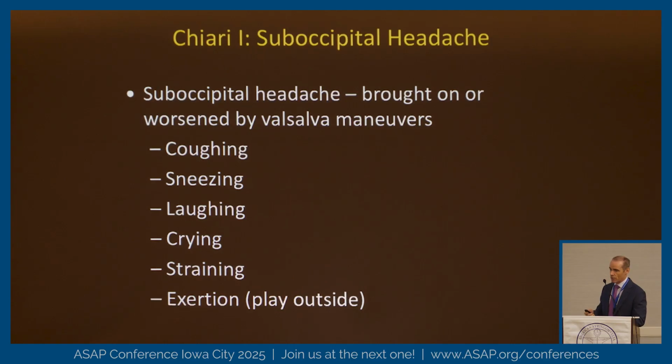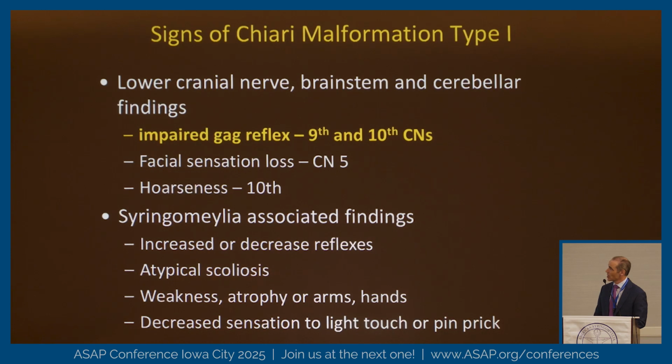So again, just going over the symptoms: suboccipital headache, worsened by Valsalva maneuvers, coughing, sneezing, laughing, crying, straining, exertion, playing outside. That can be common in kids because they're more likely to do that rather than lifting something heavy, right? Straining. And then signs. So signs are different. Those are things we look for on exam.